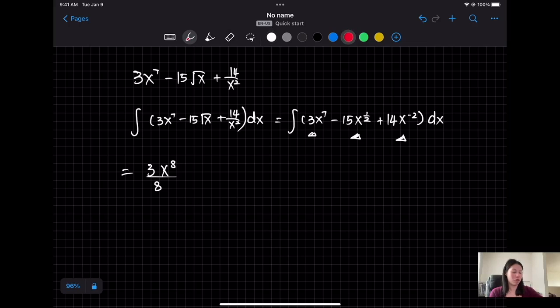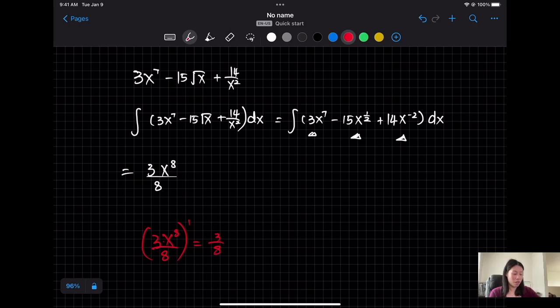The 3 we don't need to think about too much. So let's keep the 3 and x to the 8th. When we take the derivative of this, what happens? Well, you will have 3/8, and then the 8 comes in front, and then you have x to the 8 minus 1 power, which gives you 3/8 times 8, the 8s cancel, and you will have 3 times x to the 7th power, which is what we are trying to get for the antiderivative. Okay, so now keep going.